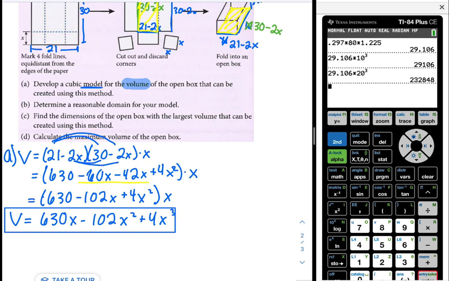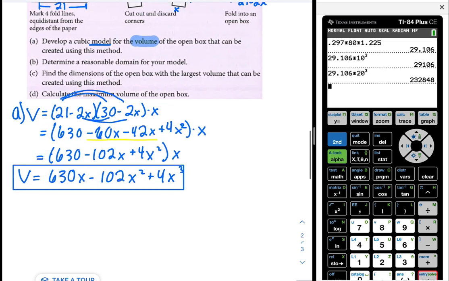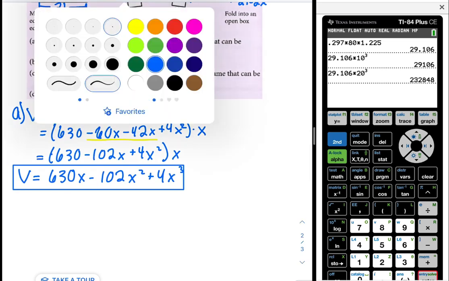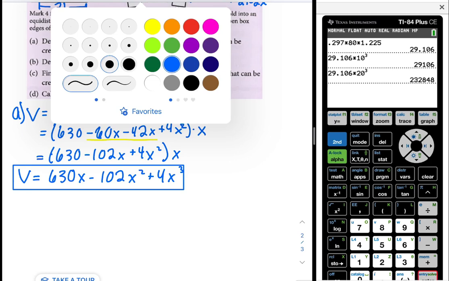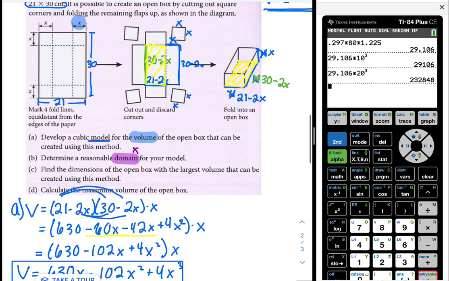So this is part A. Part B, determine a reasonable domain for your model. Domain means we need to talk about our x coordinate. So our x coordinate, this refers back to the little piece that we're removing, right? So this x that we're removing, well, since it's a length, we need to have our x be bigger than 0. And what happens if x is equal to 0?